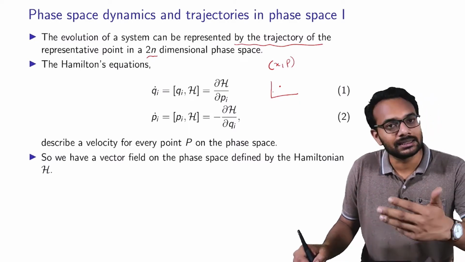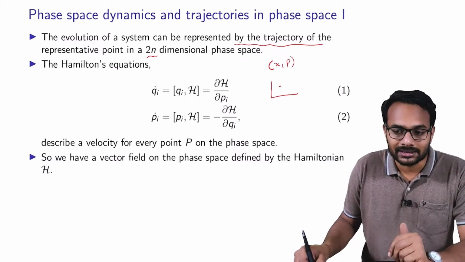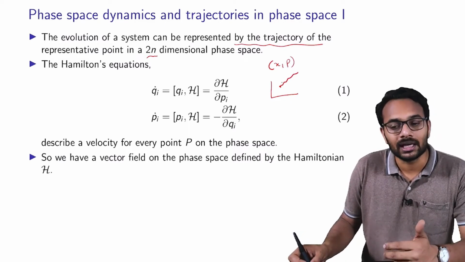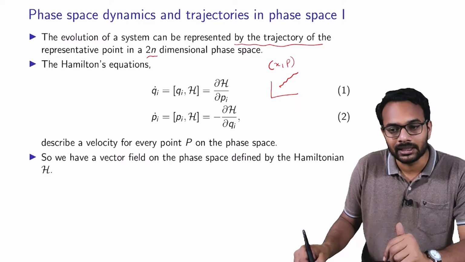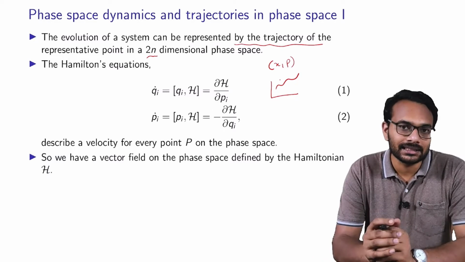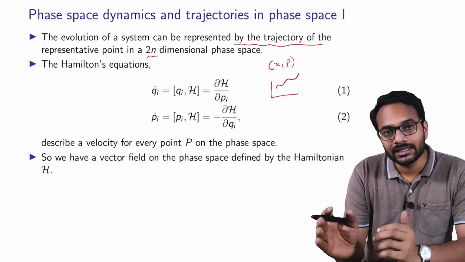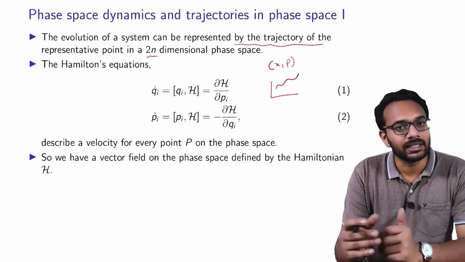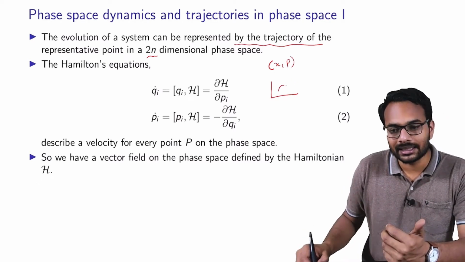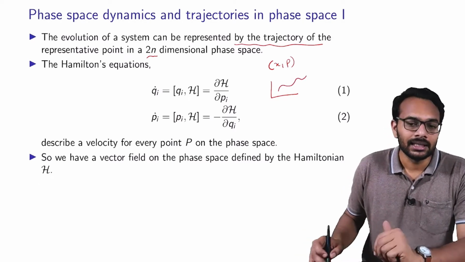It's not the trajectory in the configuration space, but a trajectory that represents how the state of the system evolves with time. This is the past state and this will be the future state, like that. So these are different states. The phase space trajectory connects different states of the system at different times. This trajectory is determined by Hamilton's equations.